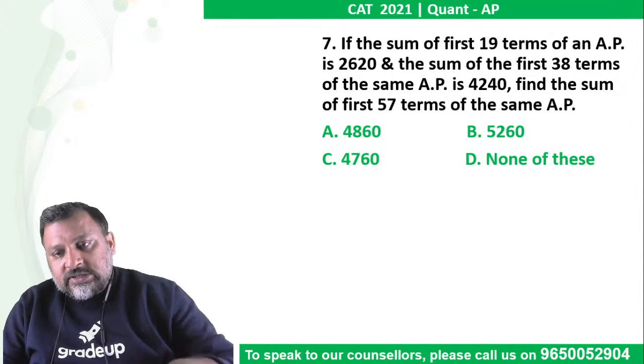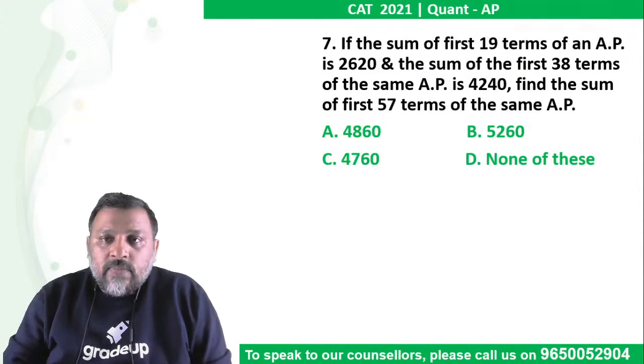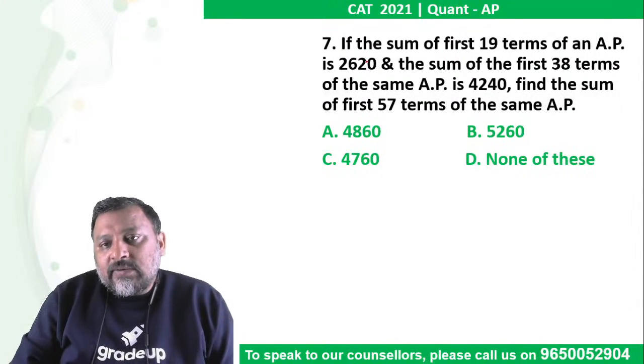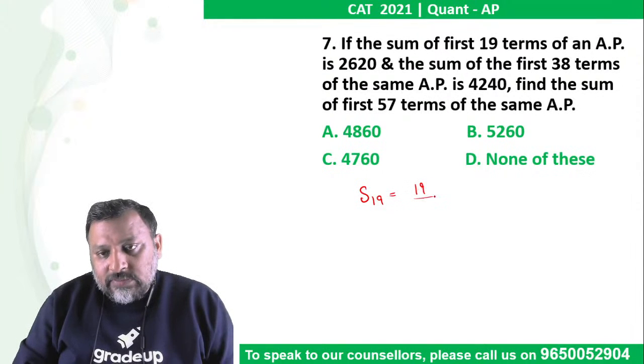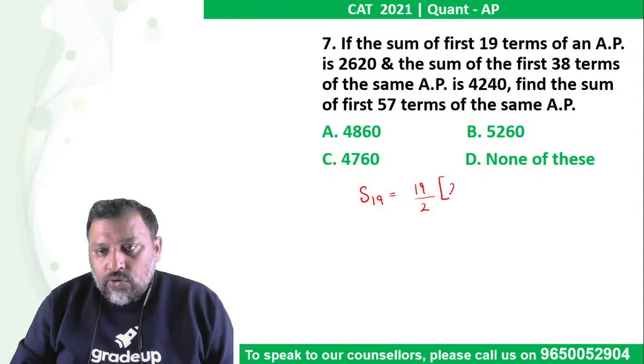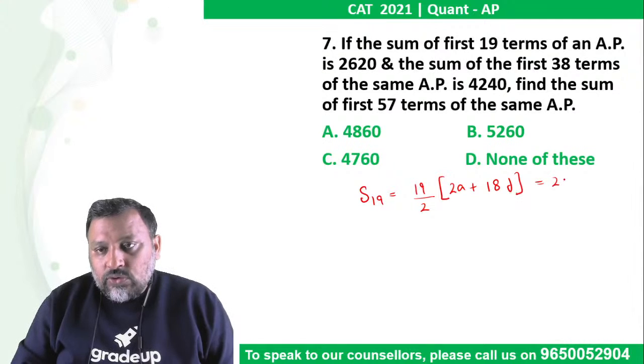Okay, चलिए डिस्कस करते हैं. I have not received any answer, तो डिस्कस करें. Sum of first 19 terms is given. Okay. So can we say sum of 19 terms is 19 by 2 into 2a plus 19 minus 1, that is 18, D. This is 2620. Sum of first 38 terms is also given.